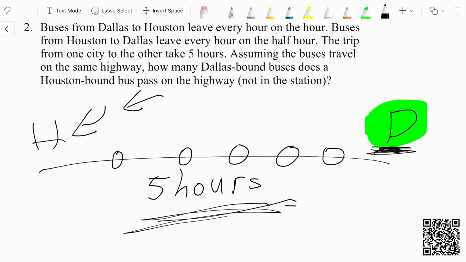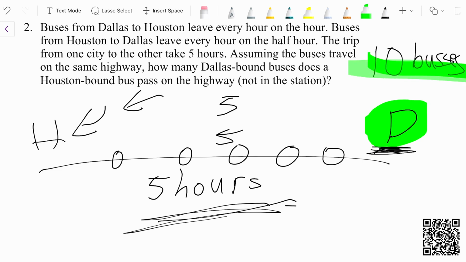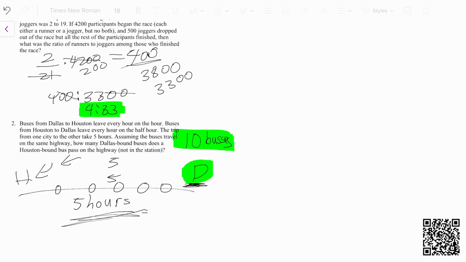So, in total, what I'm saying basically is there's going to be 5 buses that have left before the Houston-bound bus, and then 5 buses that have left after the Houston-bound bus, that they're all going to pass. So in total, there's going to be 10 buses that the Houston-bound bus is going to pass. 10 buses.